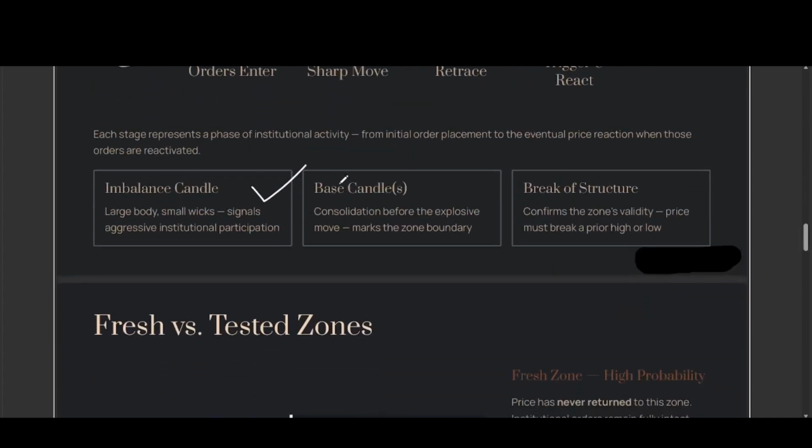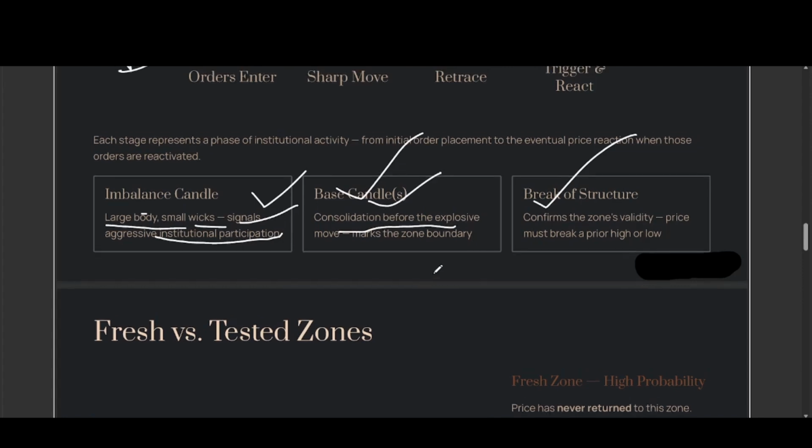Imbalance candle, base candle, and break of structure, these three are very good signs. An imbalance candle is a large body, small wick signal of aggressive institutional participation. Next is the base candle. It is consolidation before explosive moves and marks the zone boundary. Next is break of structure. It confirms the zone is valid: price must break the prior high or low.